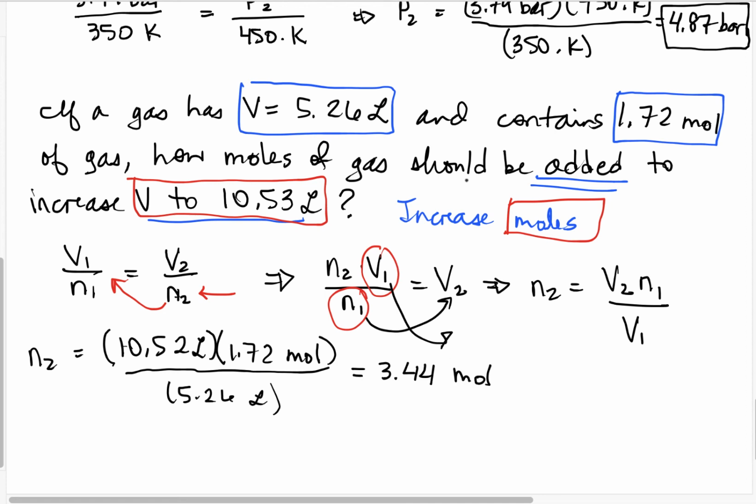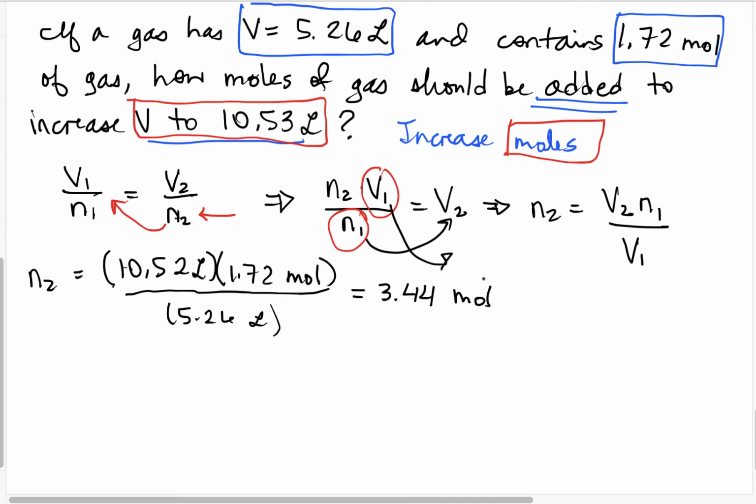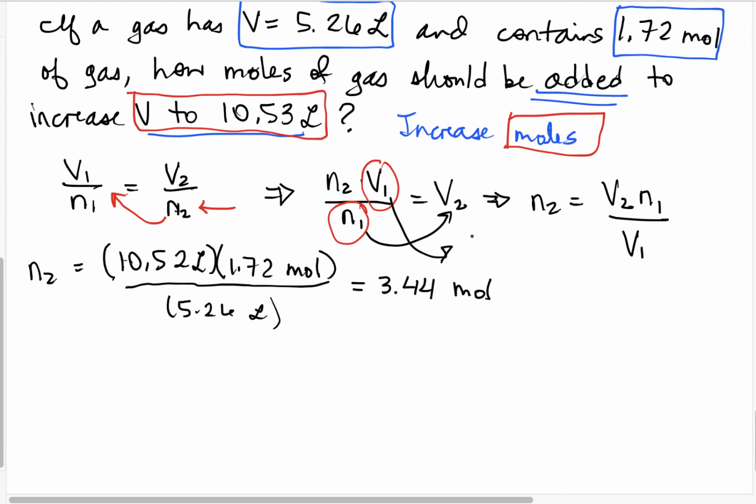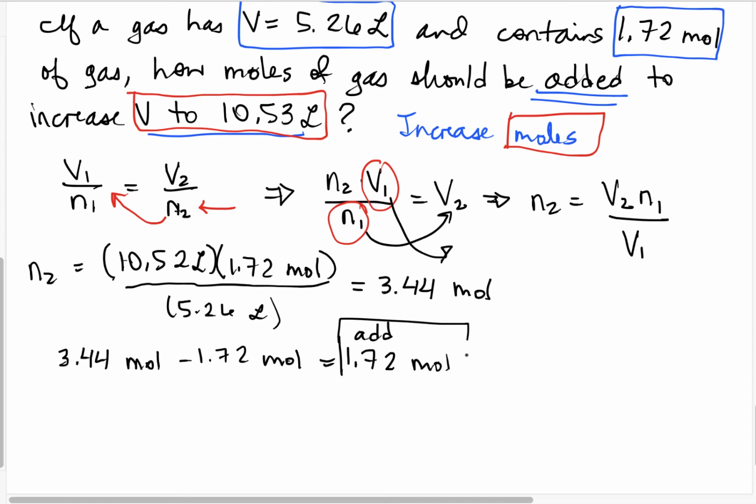But my question wasn't, what's my new total moles? My question was, how many moles of gas should be added? So that means I need to take 3.44 moles, which is my new moles, subtract 1.72 moles, and as I said, this turns out to be double, right? So I have to add the same amount of moles that I had before so that we get to having double the amount of moles.